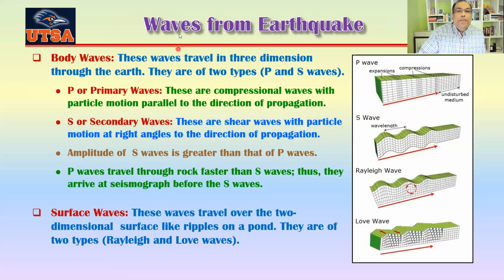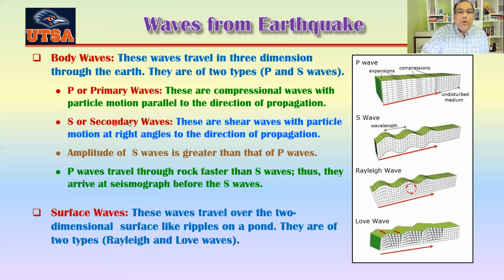Now, what type of waves do we see from an earthquake? So there are body waves and there are surface waves. Body waves travel through the earth. There are two types, P and S waves. Okay, so P is the primary wave. These are compressional waves, with particle motion parallel to the direction of propagation. Okay, so here you can see compression, here is tension, and then here is compression, tension. So it's kind of going like this.